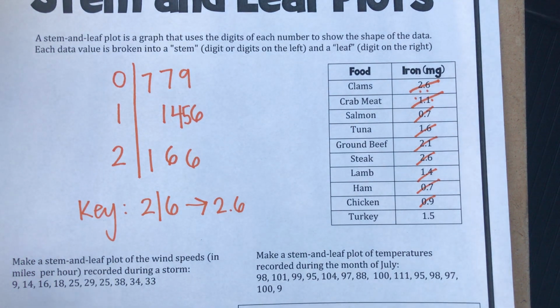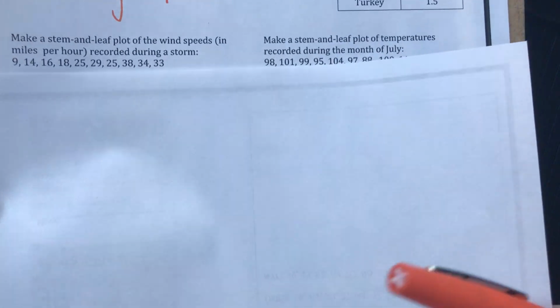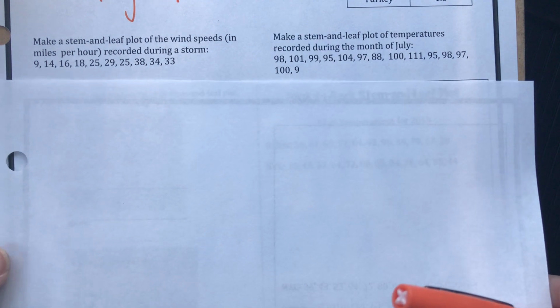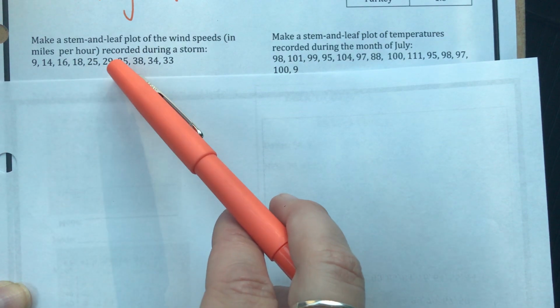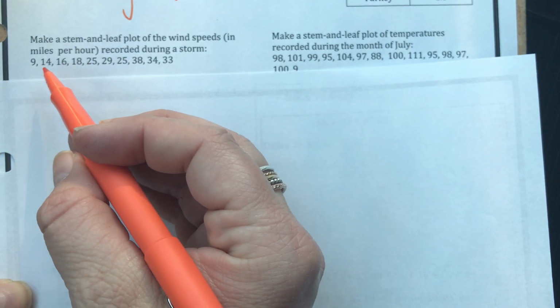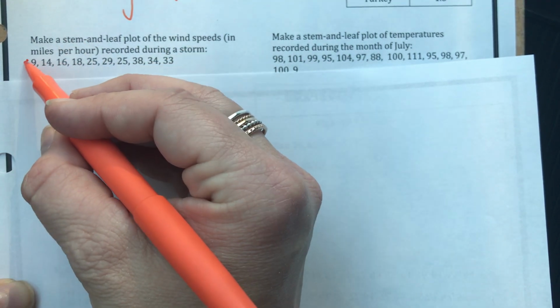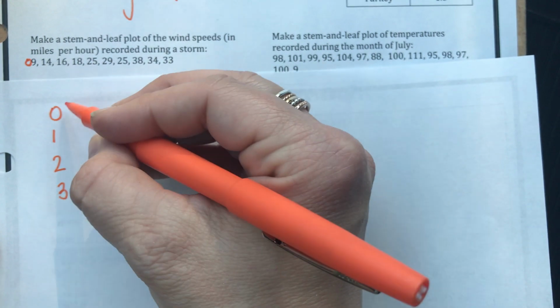You're going to want to get a piece of scratch paper, or just turn your paper over, because we are going to make stem and leaf plots for these two data sets. Do it on a separate sheet of paper, or on the back. It says, make a stem and leaf plot of the wind speeds in miles per hour recorded during a storm. It looks like they're in order already. But I have numbers with a first digit of 1, 2, 3, and then this is like saying 0. So my stems are 0, 1, 2, and 3.